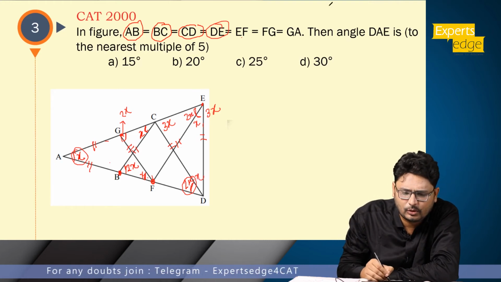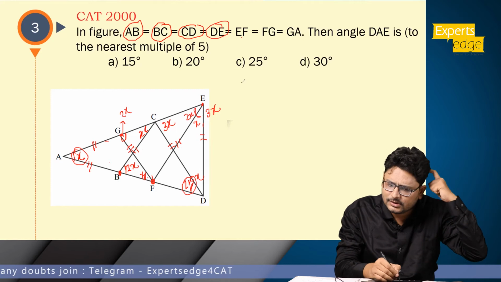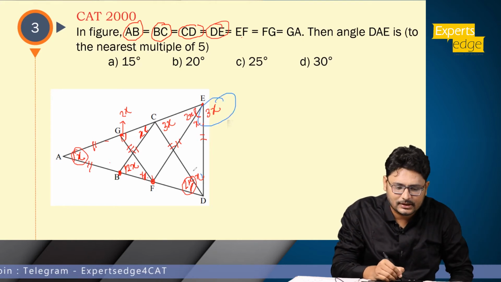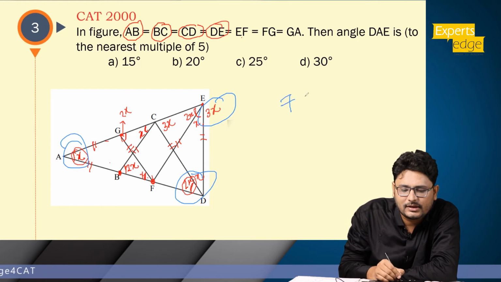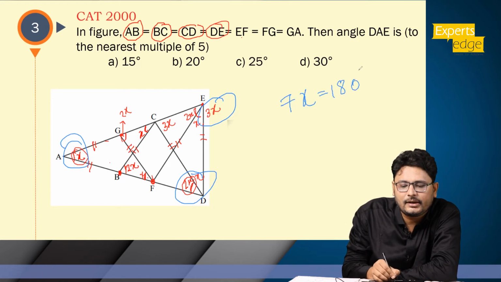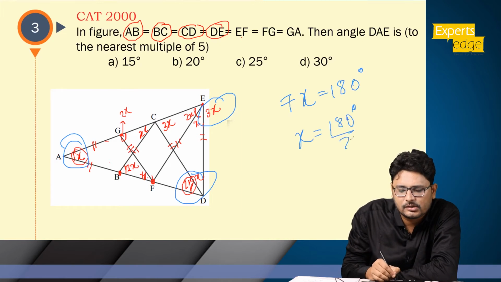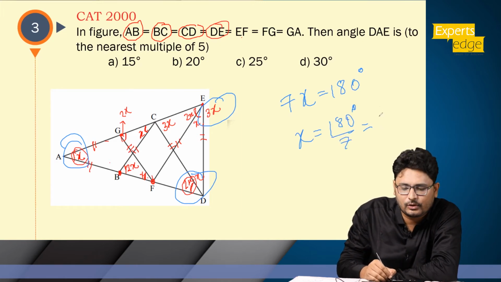So now if you do the total angle of this, it should be 3x plus x. So कितना होगा ये? That is nothing but 7x should be equal to 180 degree, right? So x should be equal to 180 by 7, and that is what we got. This is the nearest multiple of 5 comes out to be 25 degrees. ठीक है, that is the answer.